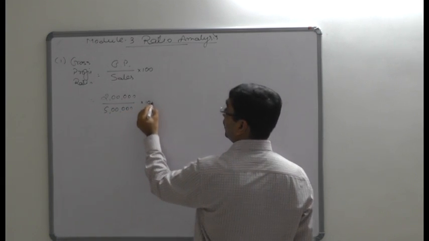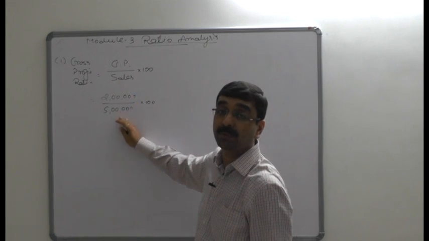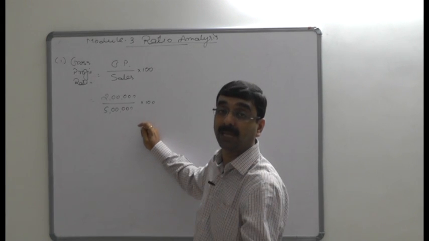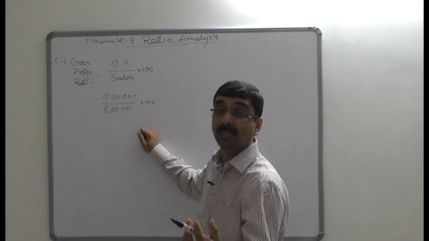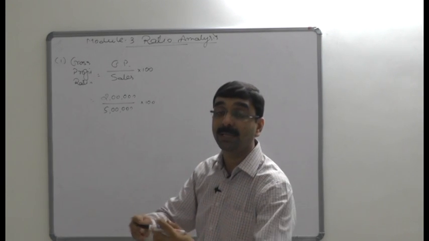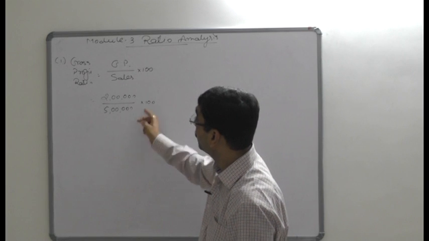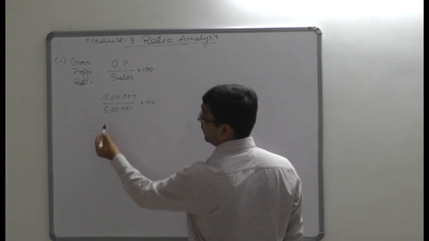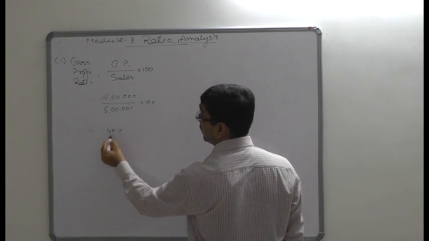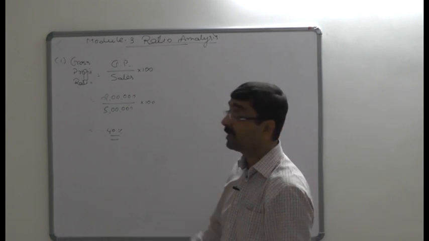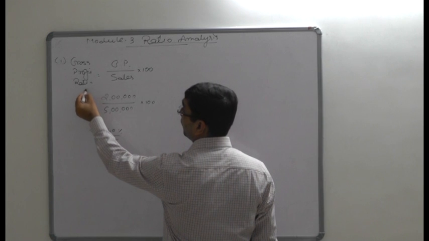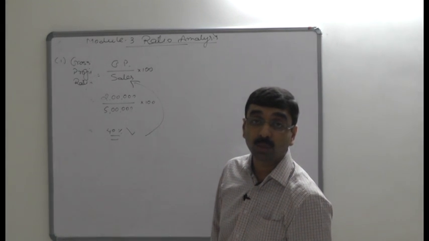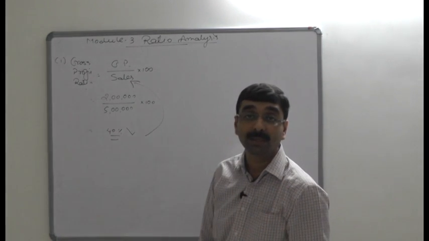As I already mentioned in the theory, some ratios are found in percentage, some in proportion, some in number of times, and some in number of days. So ratios can be found in many ways. Here the ratio is found in percentage, and that's why it is multiplied by 100. The answer comes to 40%. This shows the gross profit margin is 40% of net sales. That means the company earned a gross profit of 40% of sales.